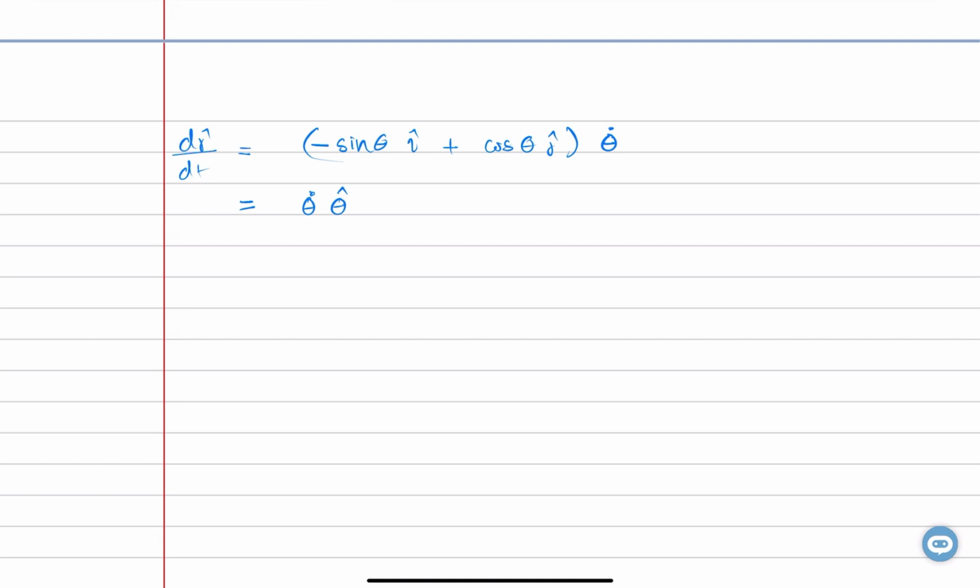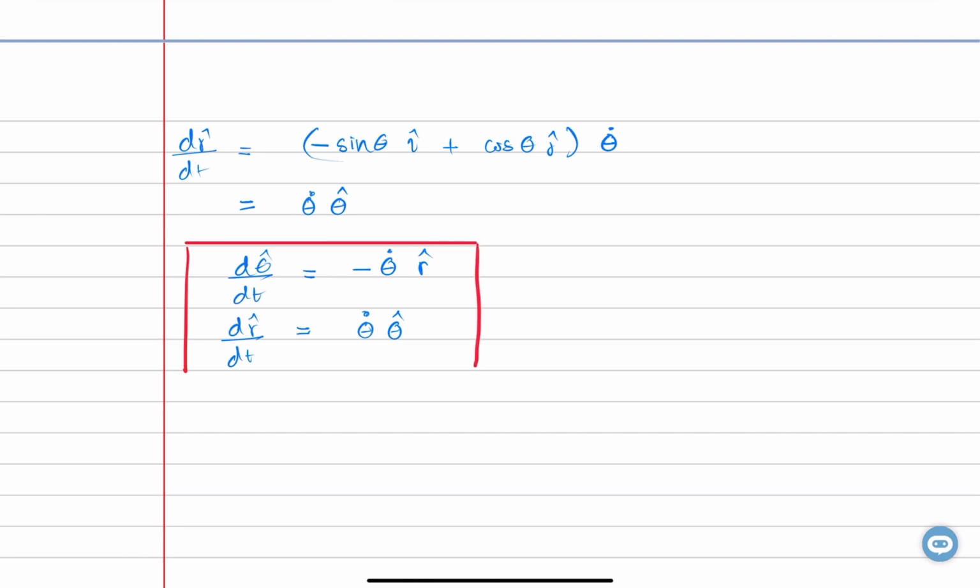Similarly, we can differentiate d theta cap dt, and you will find that this is equal to minus theta dot times r hat. Right, so I'll suggest that you do it as an exercise. It's not very difficult, it's just straightforward differentiation. Right. So I'm just going to box these two equations because these are very important equations for us. These are equations that we'll see frequently in what's to follow.